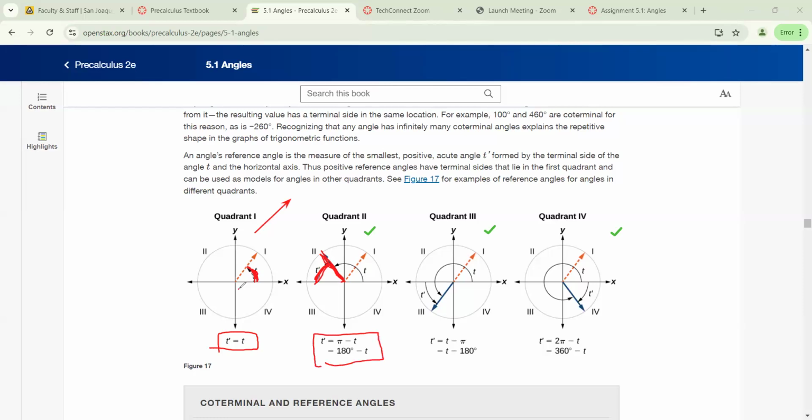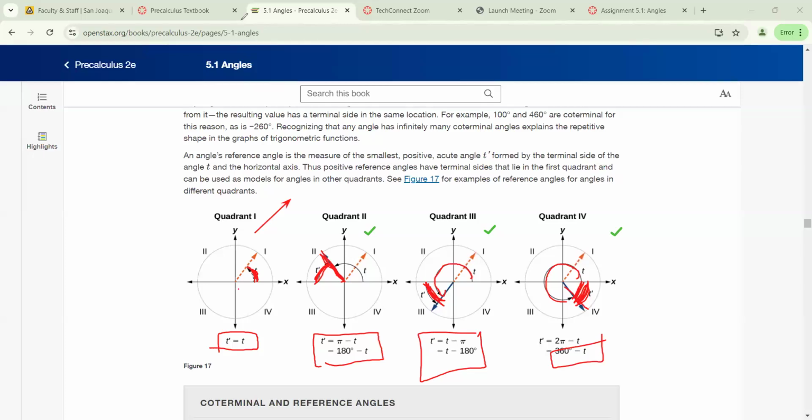Now, in the third quadrant, as this angle right here is in the third quadrant, the coterminal angle is right here, this one. So that will be calculated by using T minus 180. And then you have the fourth quadrant. In the fourth quadrant, when you have the angle, the other angle which will have the same terminal side is this one. So that is just this much away from 360. So you will use 360 minus T to calculate the angle.